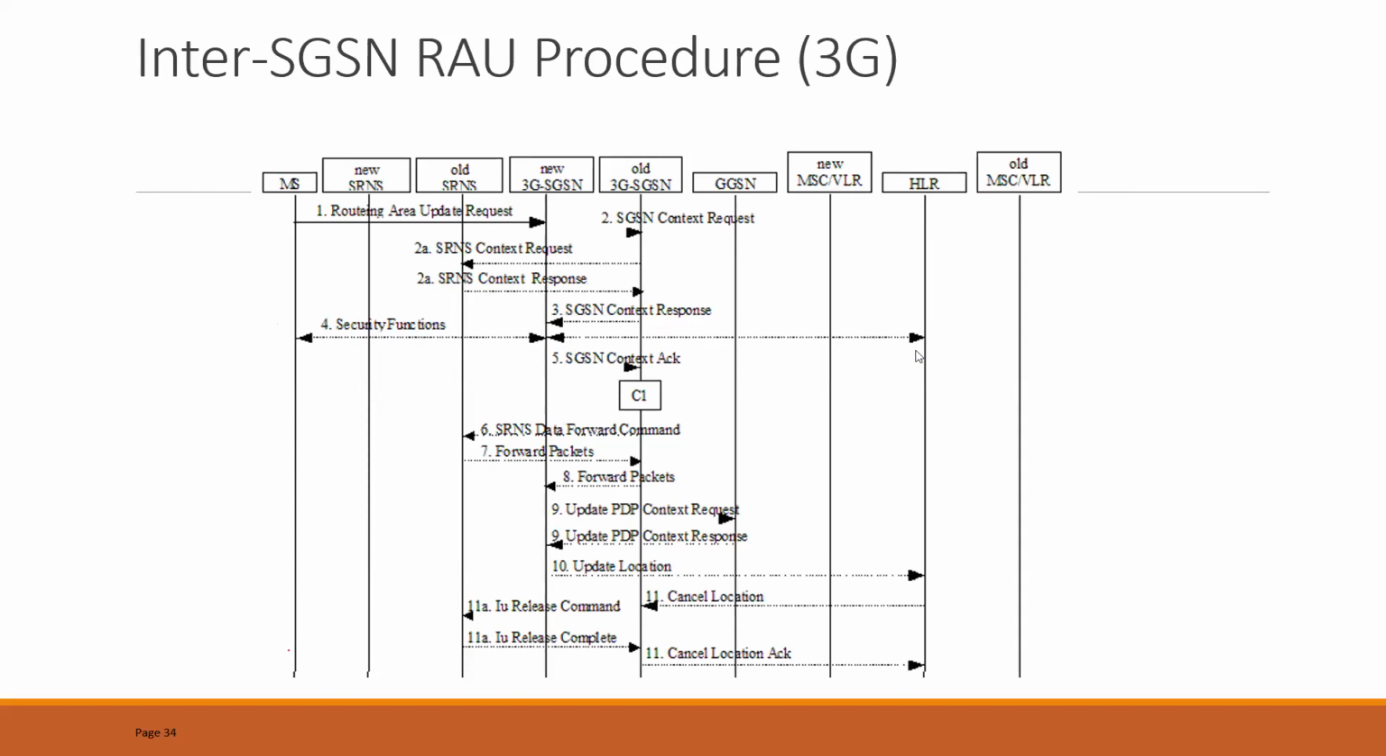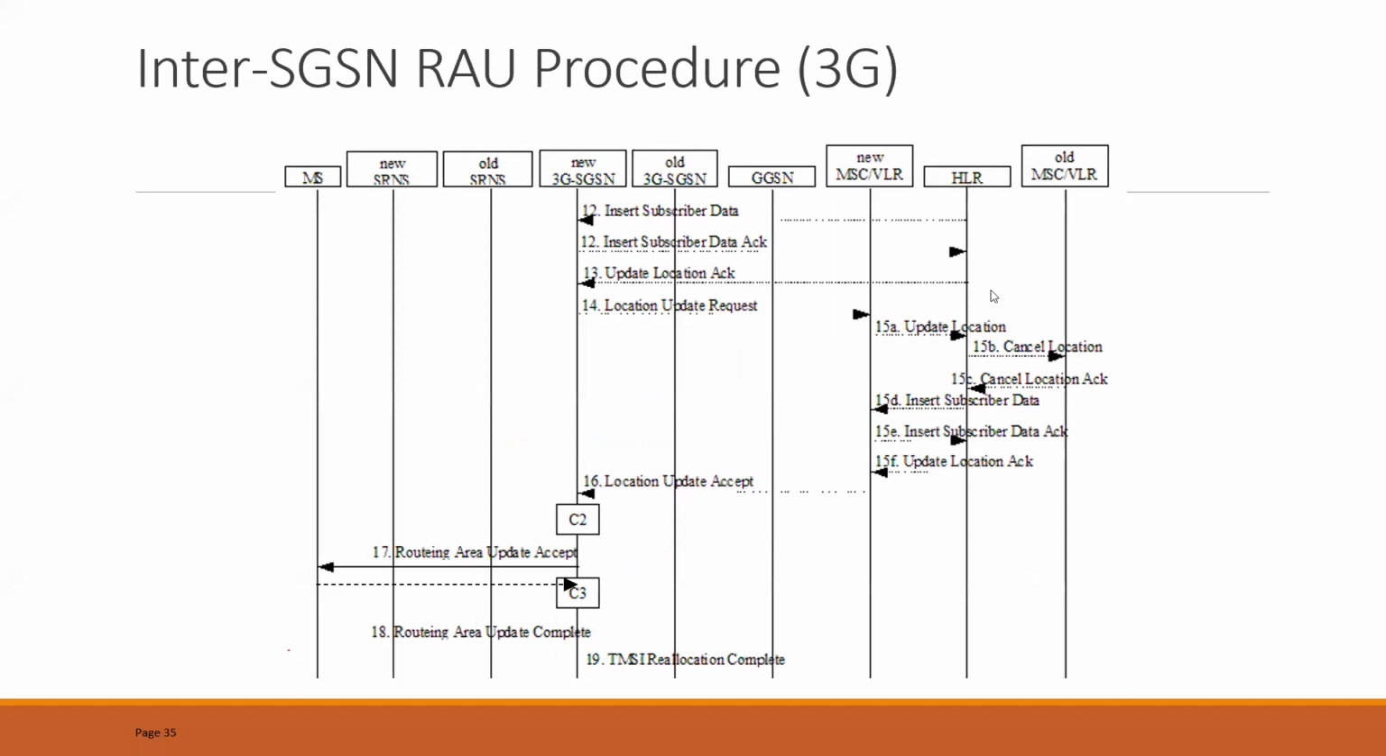This is very frequently happening. You don't need to communicate with the old SGSN. We don't need to communicate with the old RNC. No need to update the GGSN. No need to update your location to HLR. There's no need to insert subscription. So all these messages are skipped.